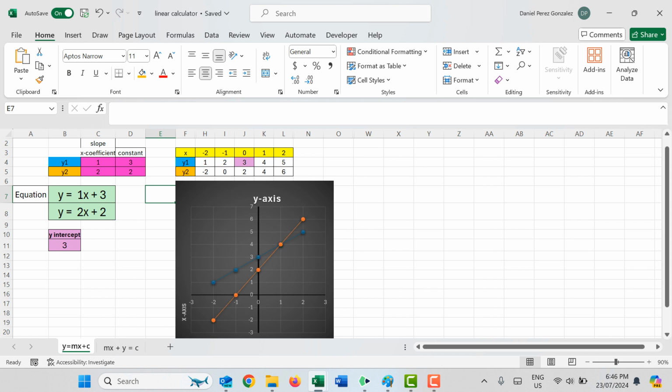Y equals x plus 3. So y equals minus 2 plus 3 will make 1. When x is minus 1, add 3, you get 2, and so forth. Fairly easy pattern. When it comes to 2x plus 2, you're just multiplying the x by 2. 2 times minus 2 is minus 4, add 2, and you get your minus 2. Okay, 2 times minus 1 is minus 2, add 2 to that, you get 0.